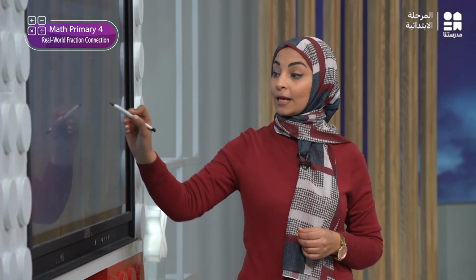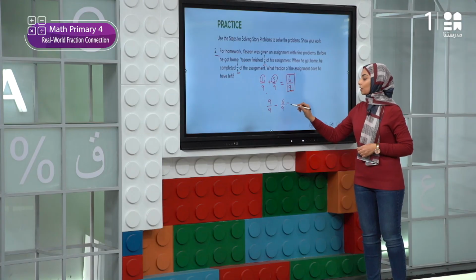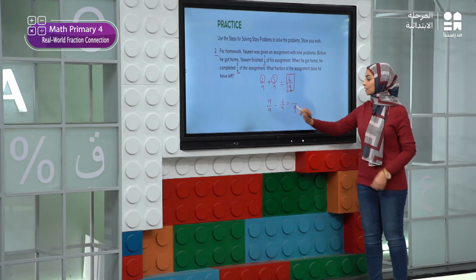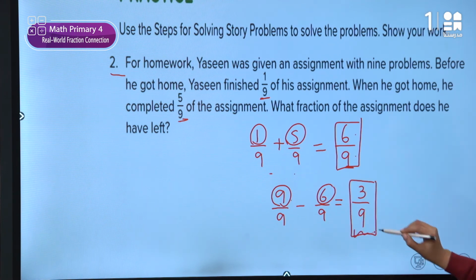What about the remaining part of the homework? Yes, I will use subtraction. So I will consider the homework as 1 whole. Let's represent the 1 whole: the fraction of the 1 whole will be 9 over 9. Right? I will do 9 over 9 minus 6 over 9. So I will keep the denominator as it is and subtract only the numerators. 9 minus 6 gives me 3. So the part left of the homework is 3 over 9 or 3 out of 9.